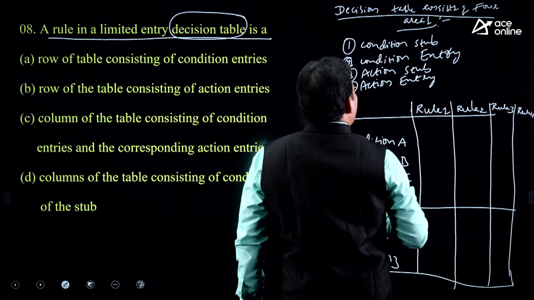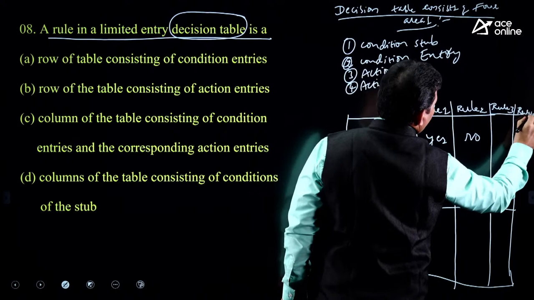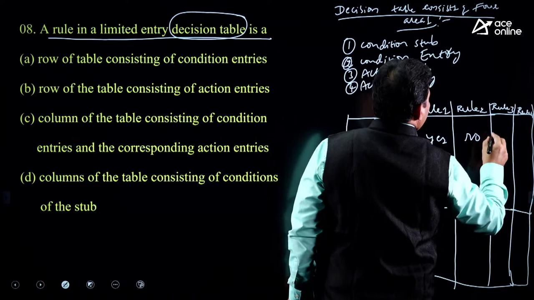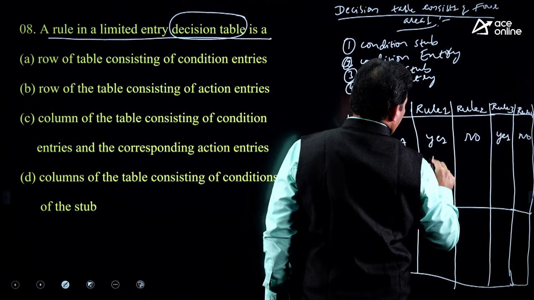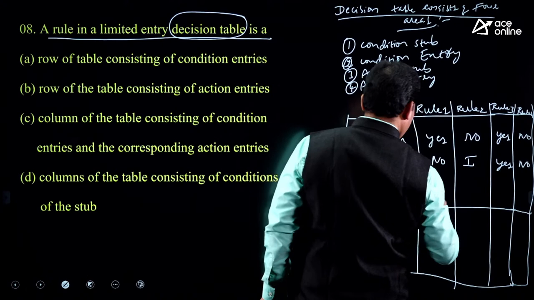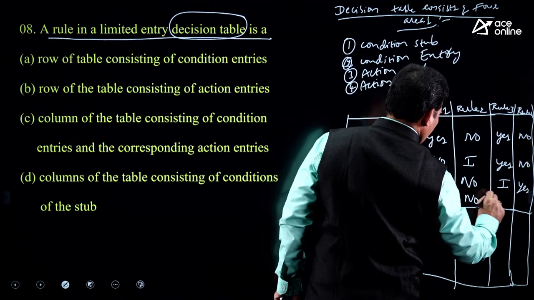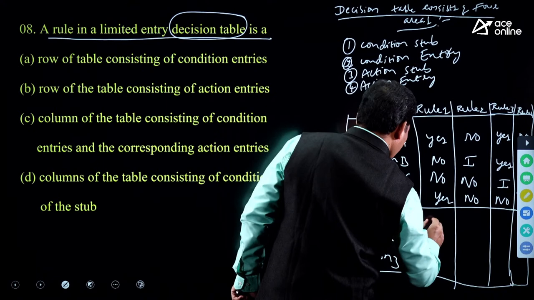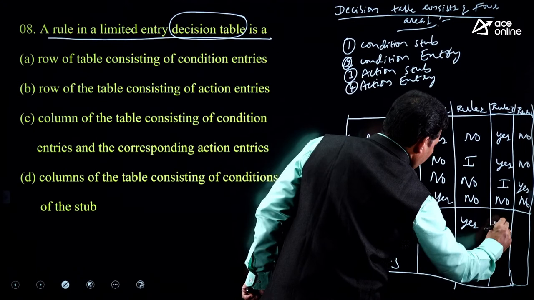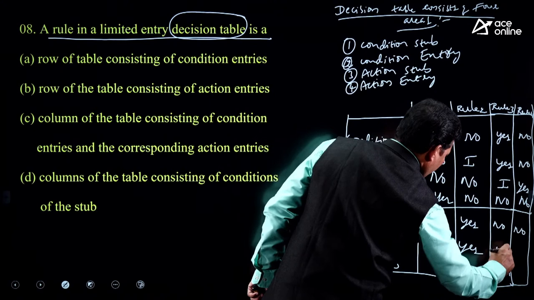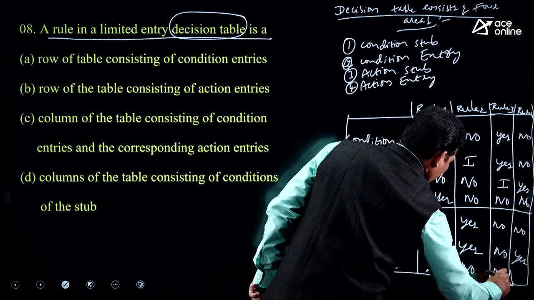So condition A under rule 1 might be yes, might be no. Yes, no. Condition B: no, immaterial, yes, no. No, no. Immaterial, yes. Yes. No, no, no. Then for action 1: yes, yes, no, no, yes, no, yes, yes, no, no, no. This is the structure of the decision table.